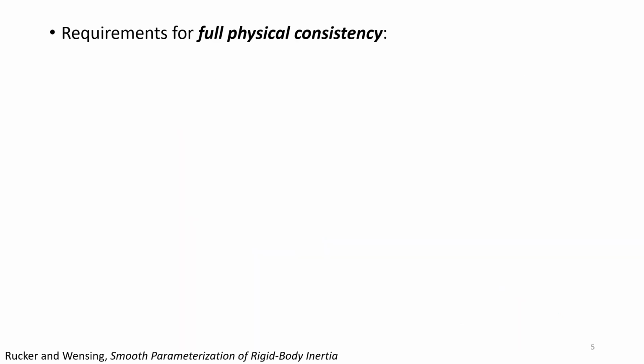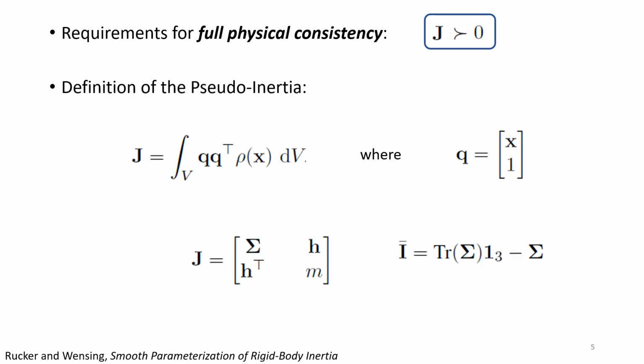The requirements for physical consistency can be expressed in a much simpler statement: the pseudo-inertia must be positive definite. The pseudo-inertia is a symmetric 4x4 matrix with a 1-to-1 correspondence to the original set of 10 inertial parameters.